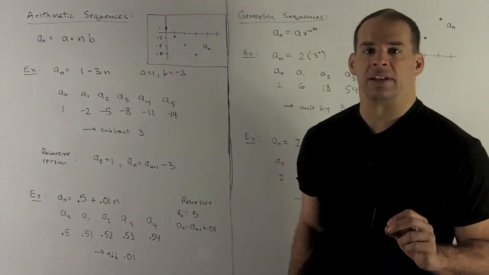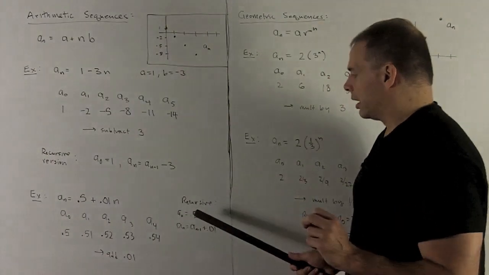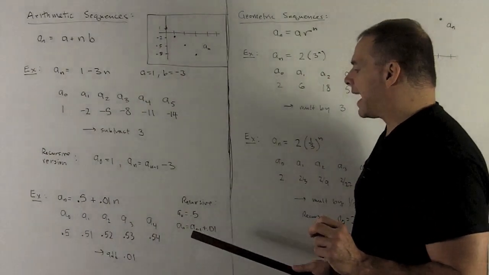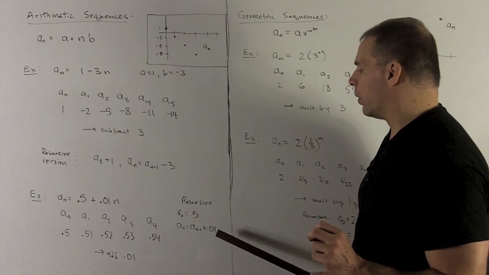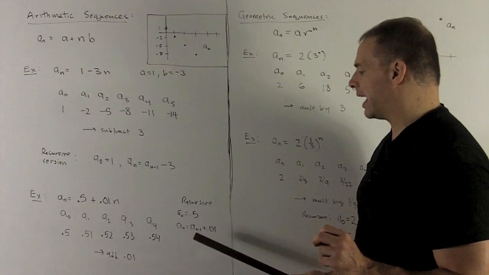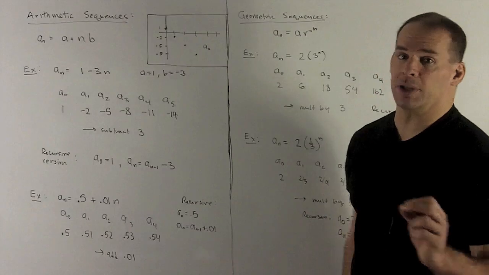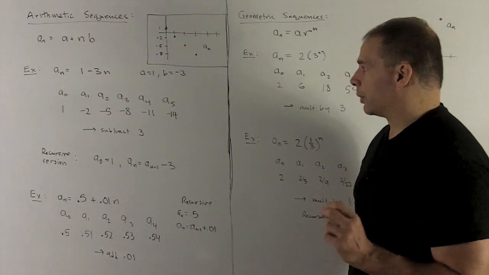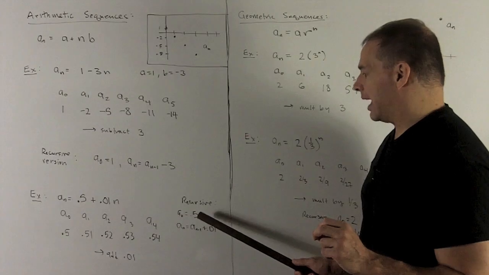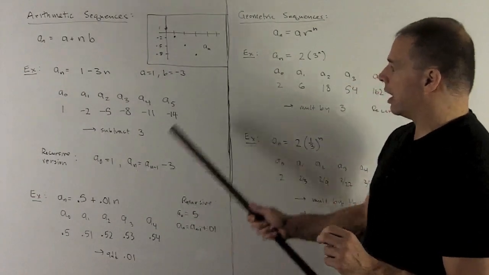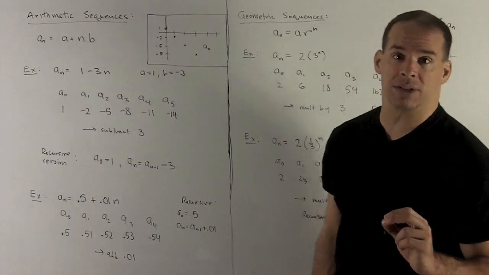Okay, and then that tells us how to define things recursively. I'm going to start with a sub 0 is 0.5, and the way I go from one term to the next is just to add 0.01. So it's the equation a sub n equals a sub n minus 1 plus 0.01. If we were to draw a picture, it would be a line that starts at 0.5, and this one would be going up, so it would be a line with positive slope.